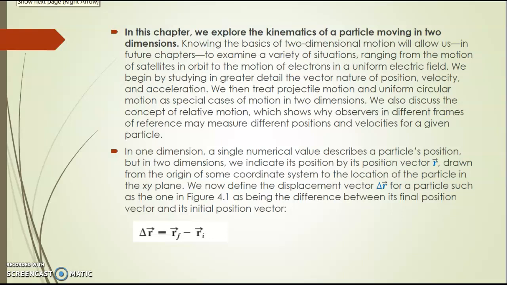So, in this chapter, we're going to explore the kinematics of a particle moving in 2 dimensions. It means it could move in a horizontal and vertical direction at the same time. This is how we represent the displacement vector, delta r. We represent it this way because we could have a displacement vector in terms of x and in terms of y.